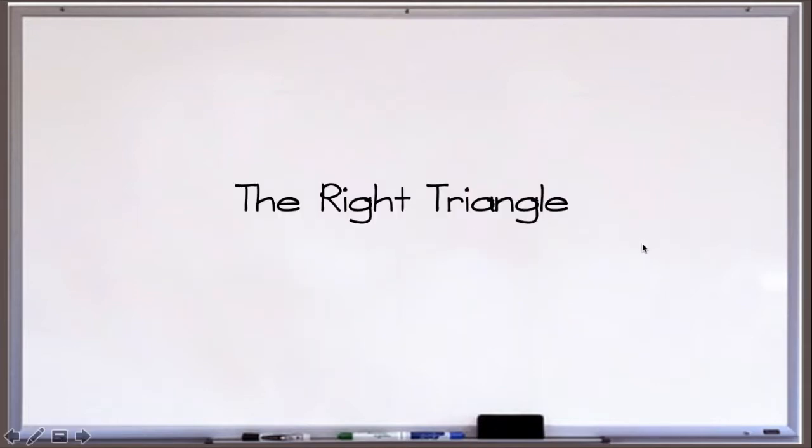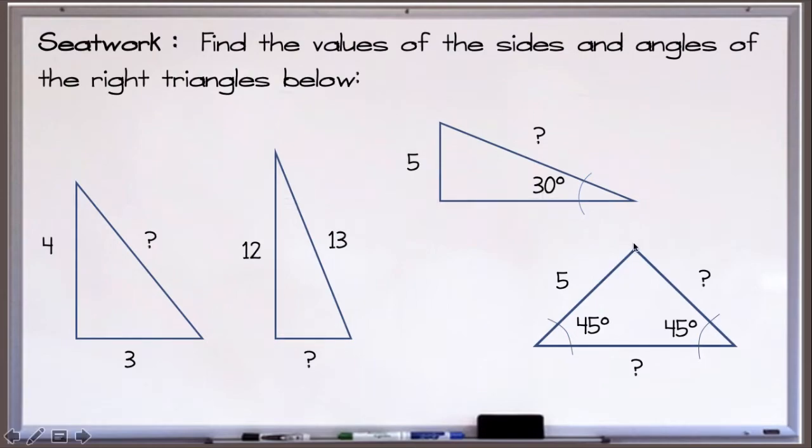Okay, yung pag-uusapan natin ngayon is a follow-through sa ating trigonometry. Ipag-usapan natin yung right triangle. So, magkakaroon tayo ng seat work. Find the values of the sides and angles of the right triangles below. Yun yung nasa question mark. Hanapin natin yung mga values na nasa question mark.